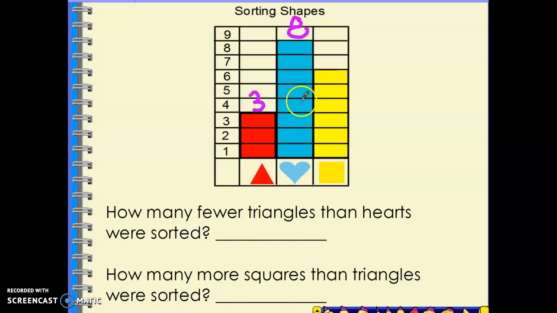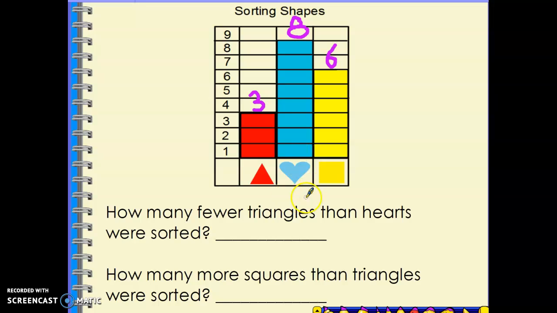1, 2, 3, 4, 5, 6, 7, 8. And we have 1, 2, 3, 4, 5, 6 over here. 6 squares. How many fewer triangles than hearts were sorted?